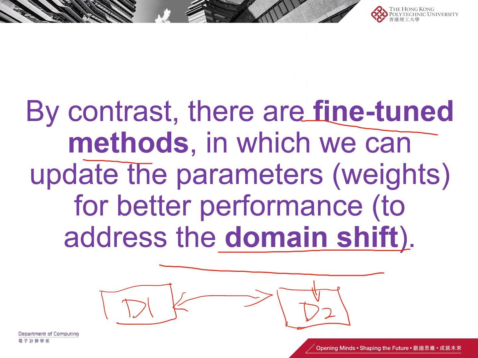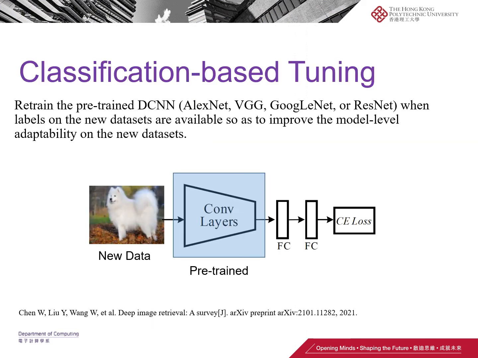But now we're talking about retrieval. You can do a similar thing. The simplest one is, as mentioned, you can retrain the model on the new datasets, and the characteristics of the new datasets will better capture the domain. So what we're doing is we reuse the CNN we trained for dataset 1.